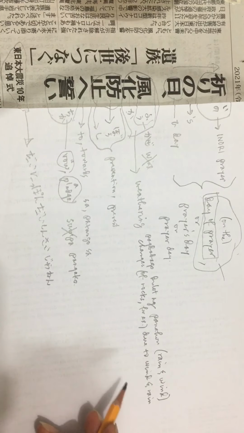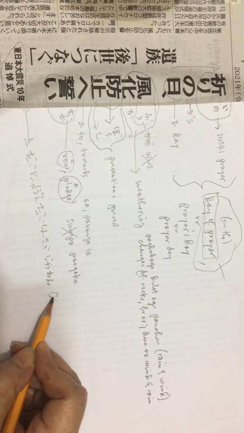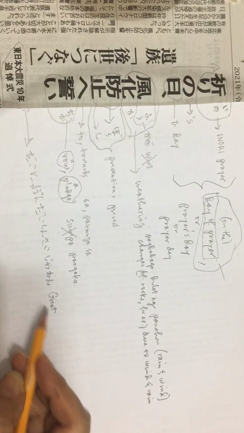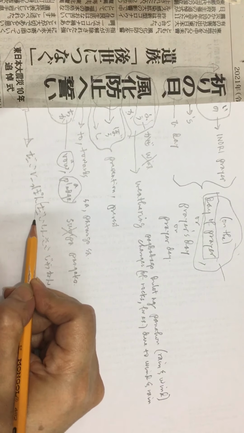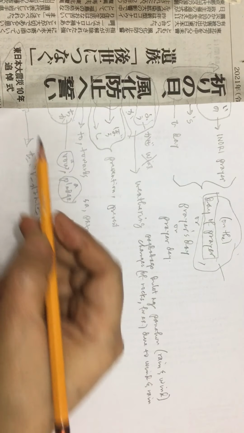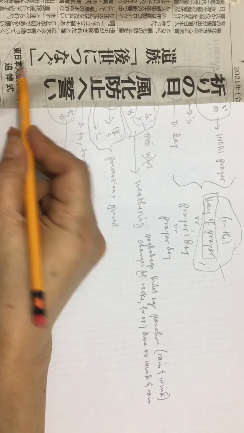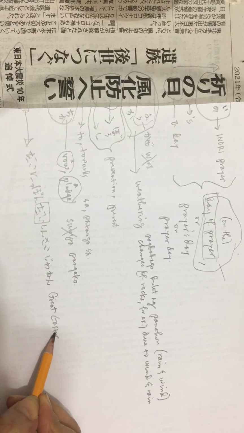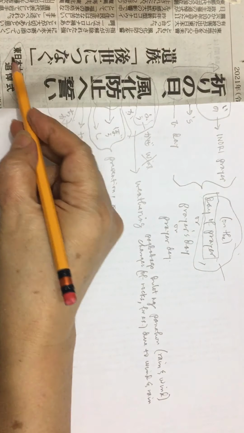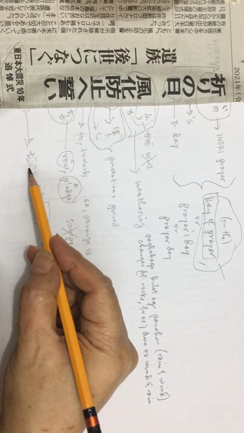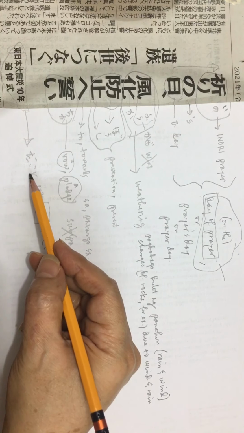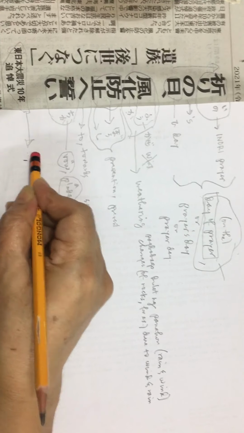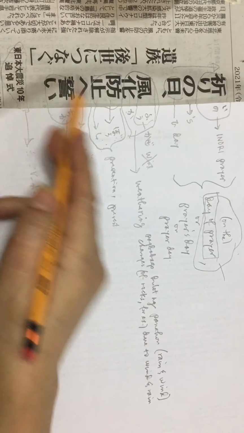So this is the great. Okay, great. This one, dai, great. This one, dai, great. Okay, eastern. This one, higashi, eastern. This one, higashi, I'm sorry. This is higashi.